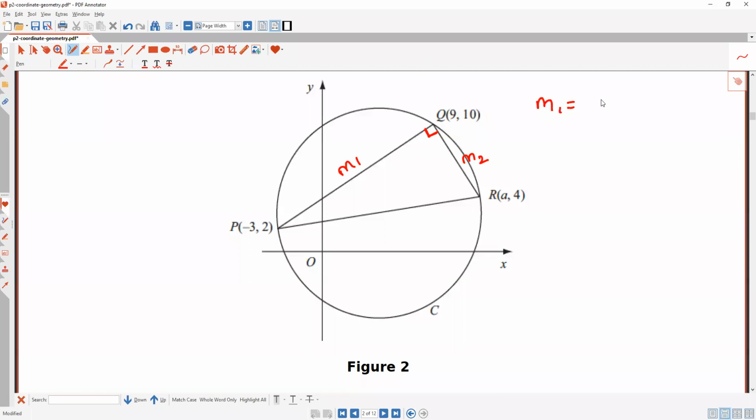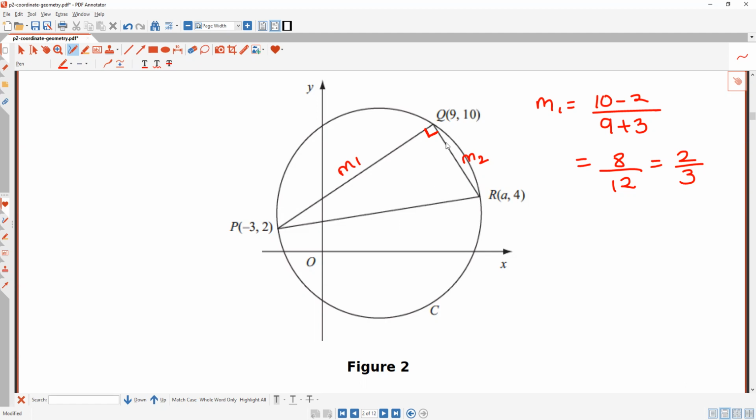Okay, so gradient M1 is going to be 10 minus 2, divided by 9 plus 3. So that is going to be 8 divided by 12. Okay, 8 by 12. So that's around how much? 2 by 3. Yeah. So this is going to be 2 by 3. Okay, done. Now gradient of M1.